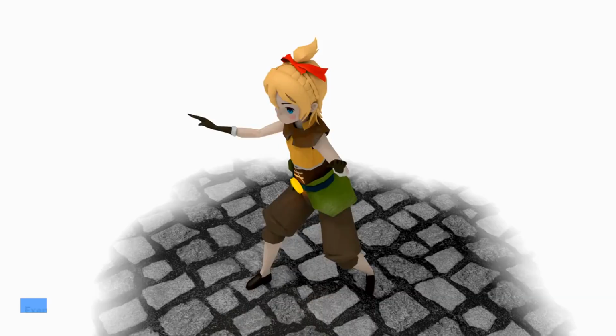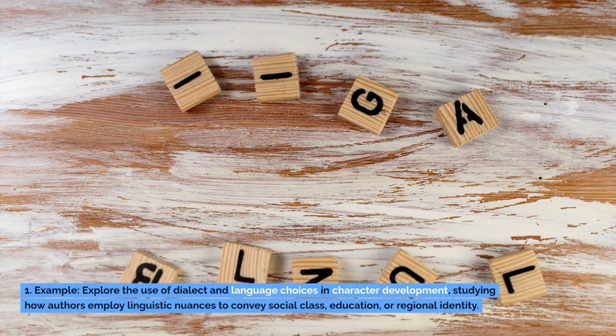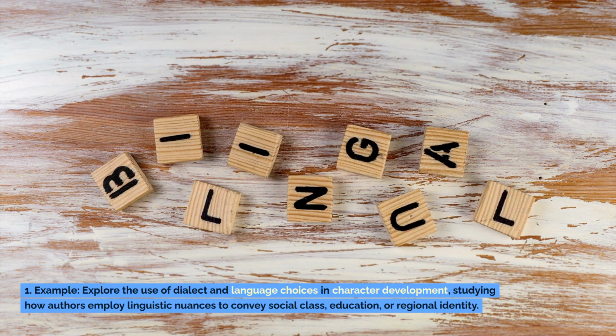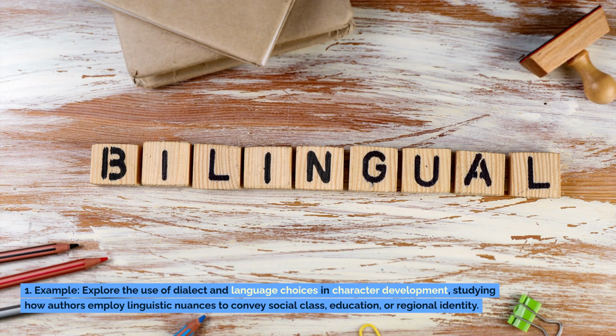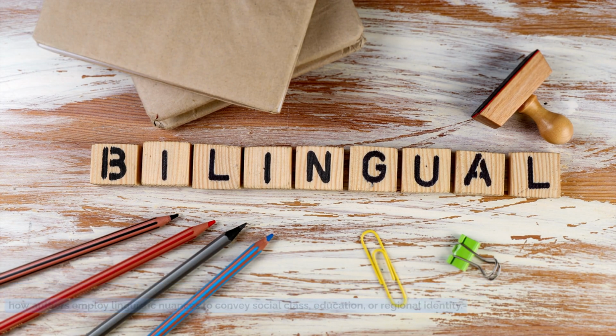Examining the role of language in shaping narrative and character. 1. Example. Explore the use of dialect and language choices in character development, studying how authors employ linguistic nuances to convey social class, education, or regional identity.